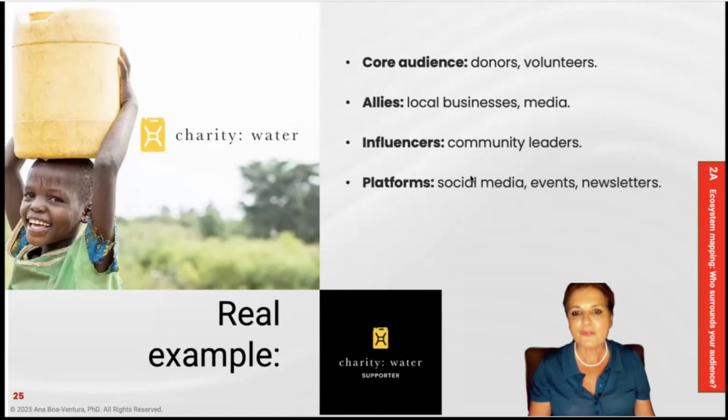And the platforms for them, social media, events, newsletters. Okay, so quite different from the previous example. This one being a real example. Of course, I don't know if Scott says that this is their ecosystem, but this is what I would assume is very likely to be probably a very close ecosystem to what they actually have.